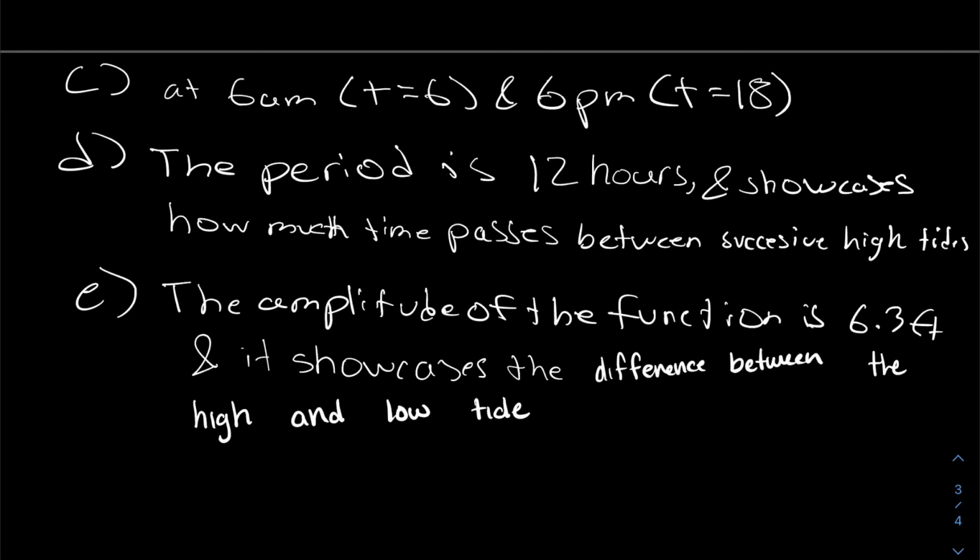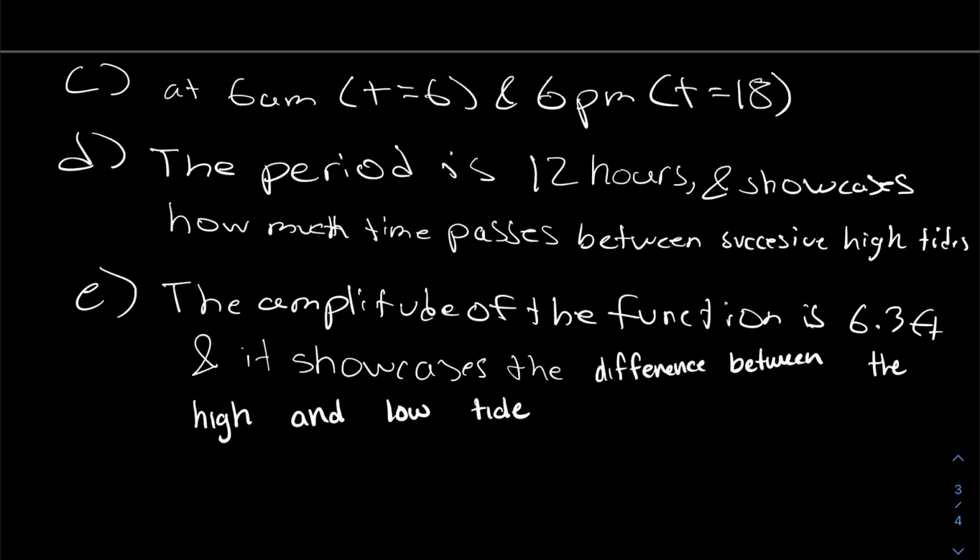For the next question, we can figure out how long the period is if we remember that we find it by 2 pi over b. And since our function shows us pi over 6, we know that we have to multiply the numerator and the denominator by 2. When we do that, we get b equals 12. And this tells us that the period is 12 hours, and it shows us how much time passes between successive high tides.